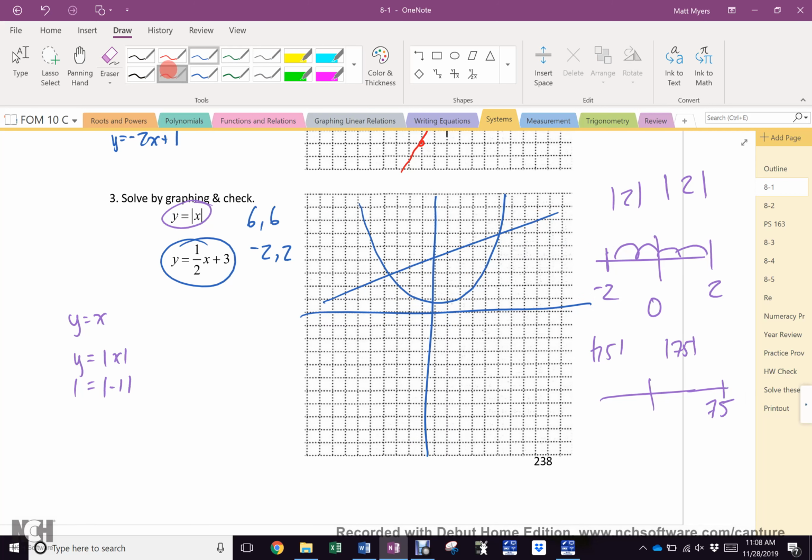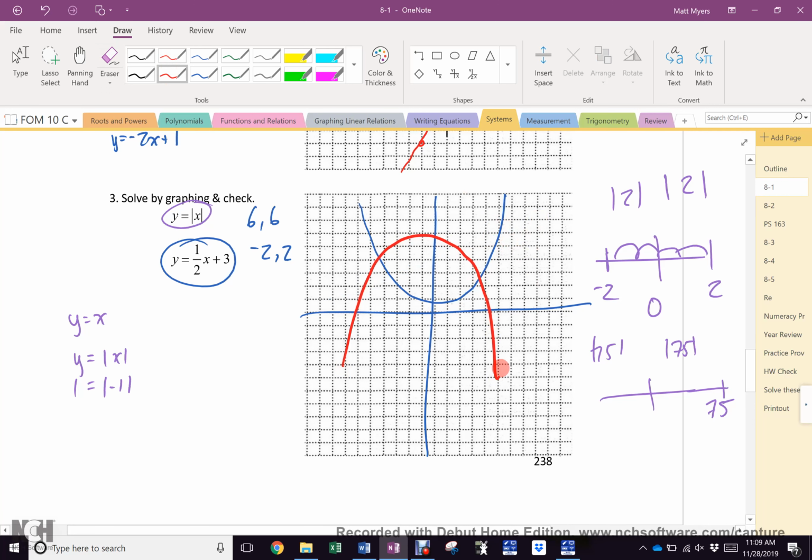I'm going to add another line. Now how many solutions? Really? Furio? 2? The solution is where the lines cross. 1. Because this red line and this curve and the blue straight line only touch there. Everybody cool? What about this one? Now how many solutions? 2.